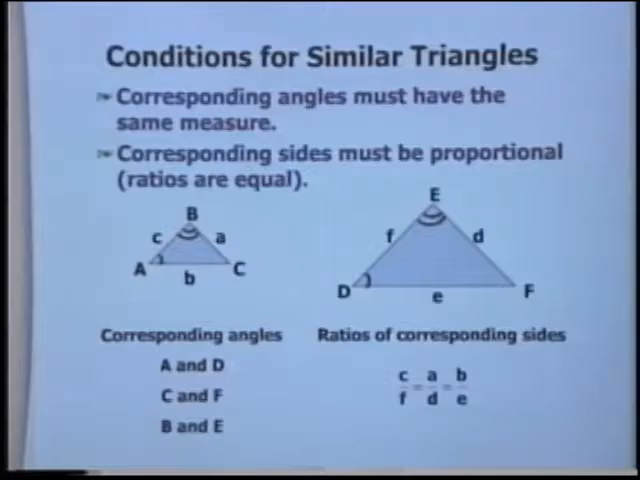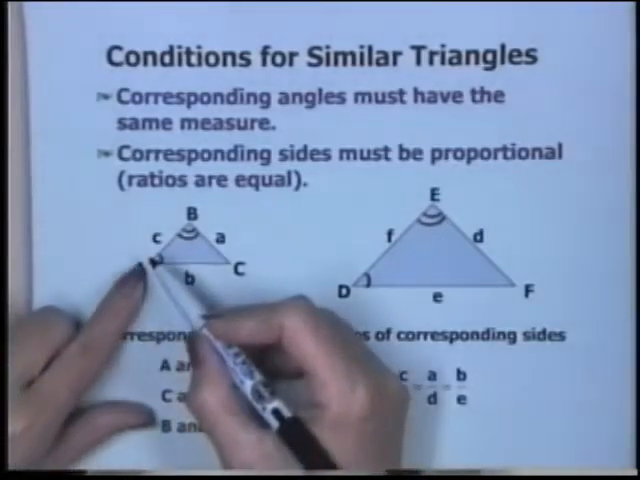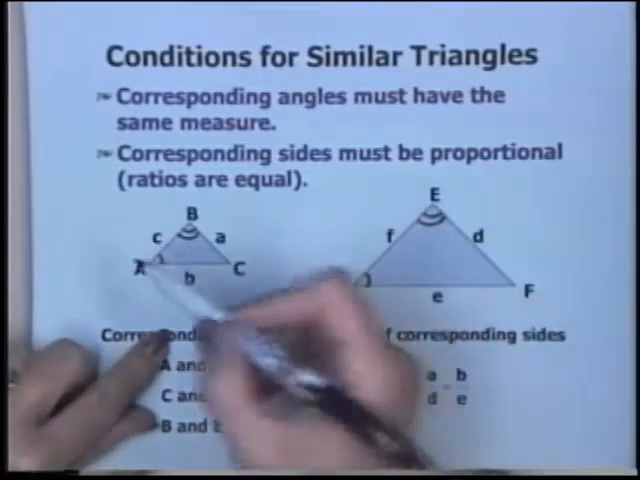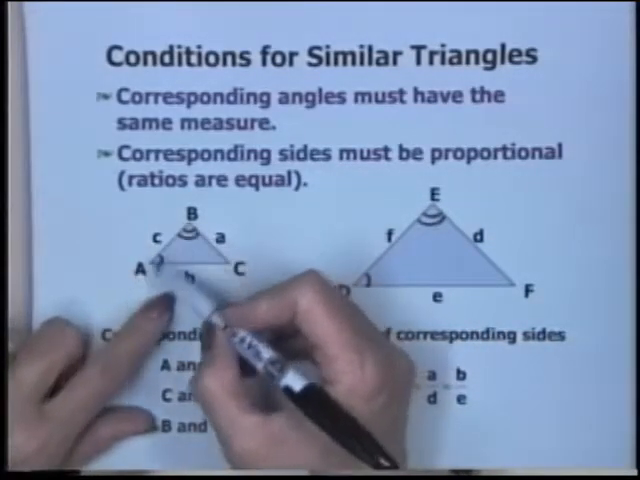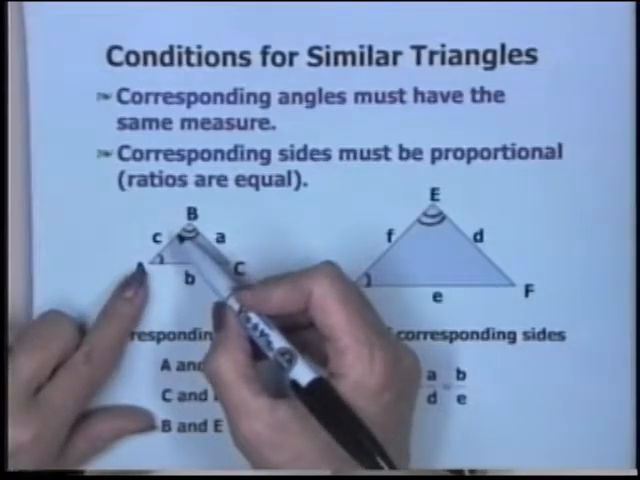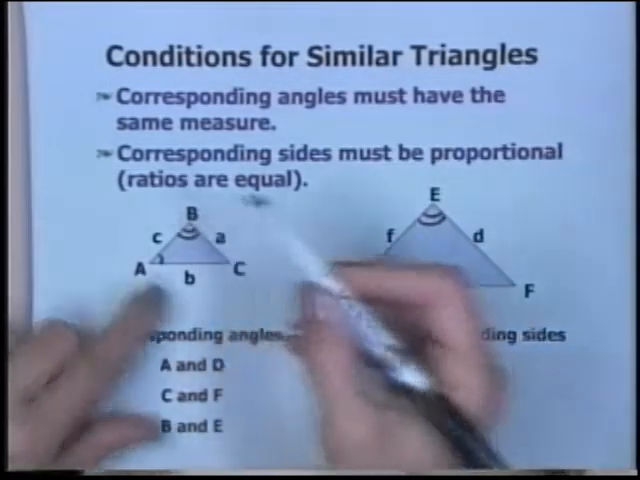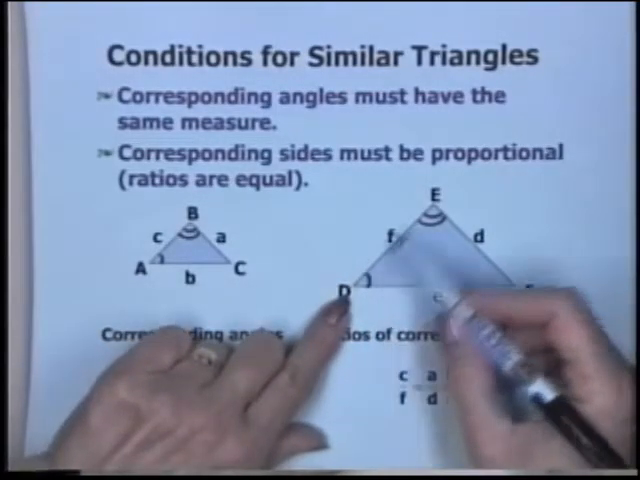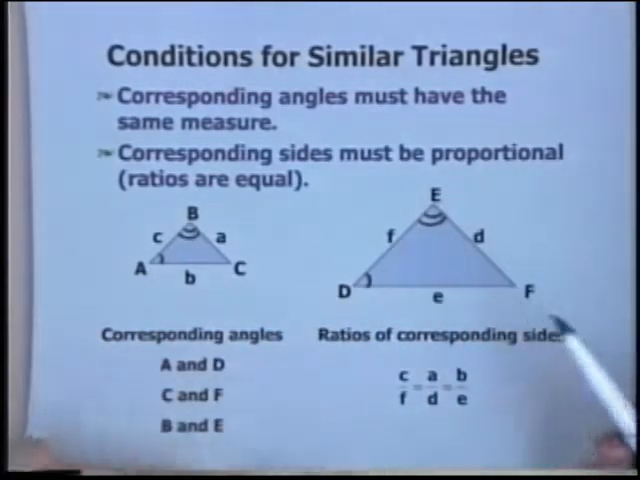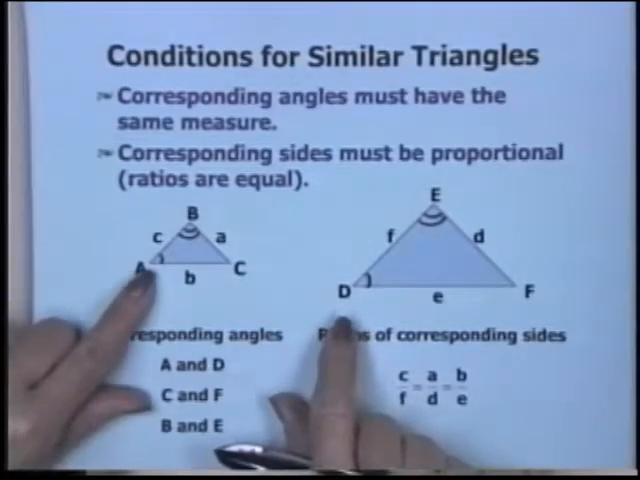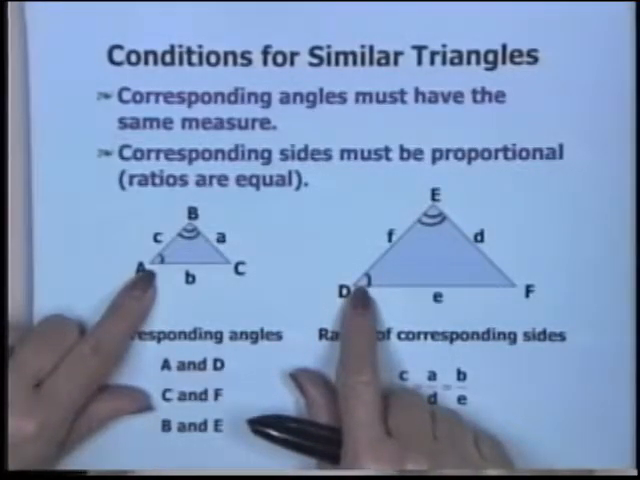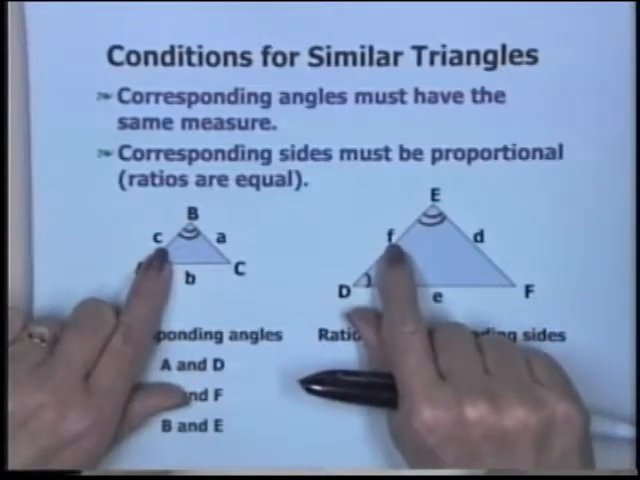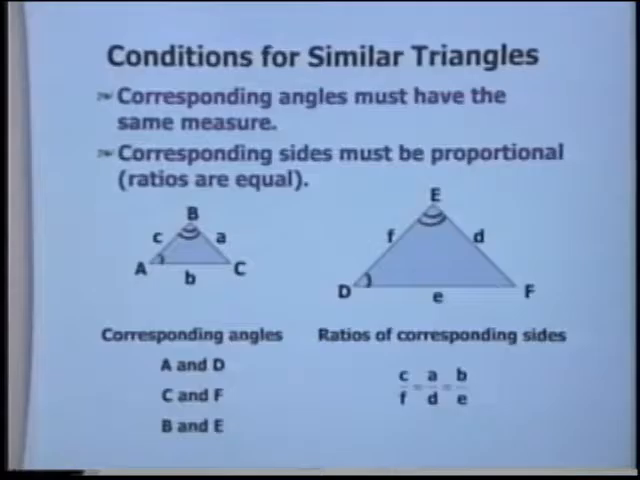Now, for corresponding sides, side C corresponds to side F, and the reason is because side C in the first triangle connects angle A and angle B. Side F in the second triangle connects angle D and angle E, and these are corresponding because angle A and angle D are corresponding, and angle B and angle E are corresponding, so the sides that connect those will be corresponding sides.